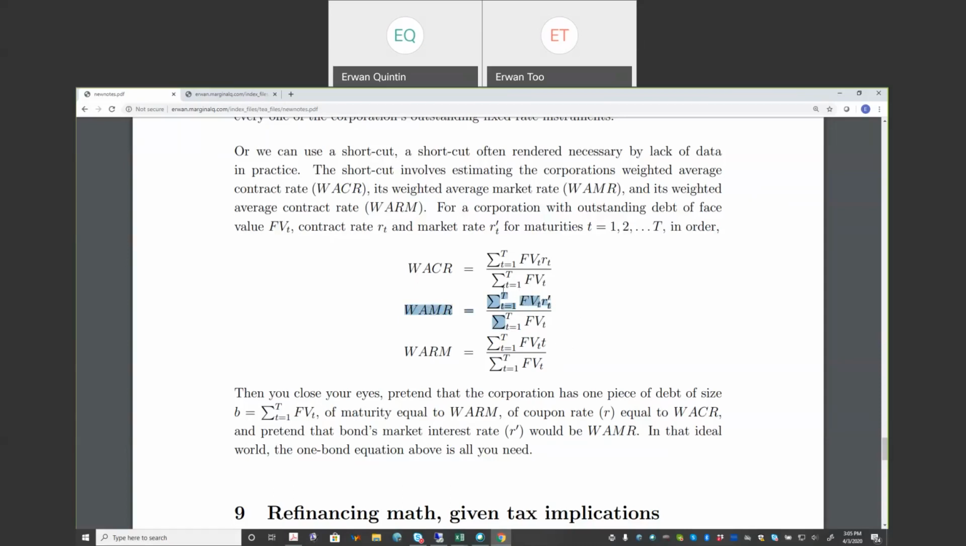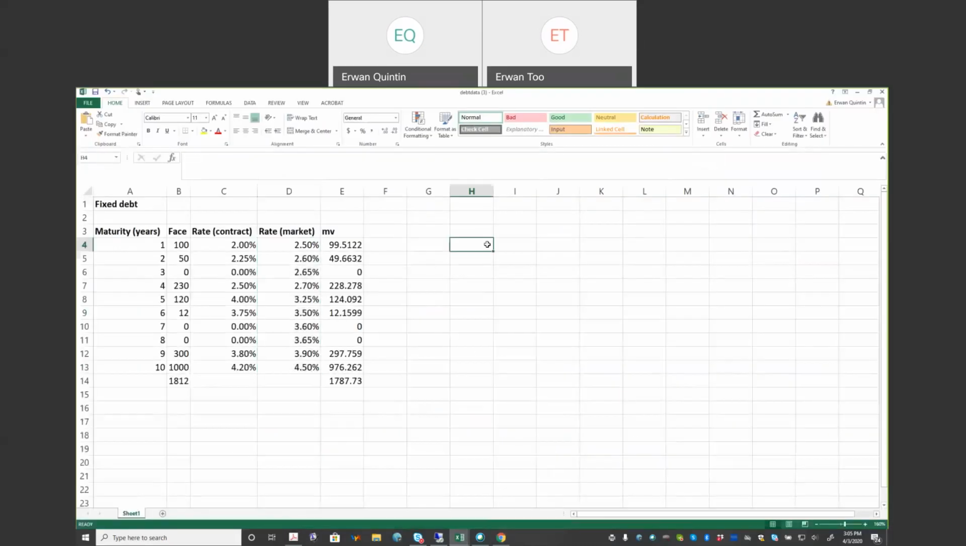Okay, so again, those are formulas. So let's put them to work so that we actually understand them. What I said is I need to have an idea of what the average interest rate is on the corporation's debt. I need to have an idea of what the market rate would be for this average debt of the corporation at this particular point in time. And finally, I need to know the weighted average remaining maturity.